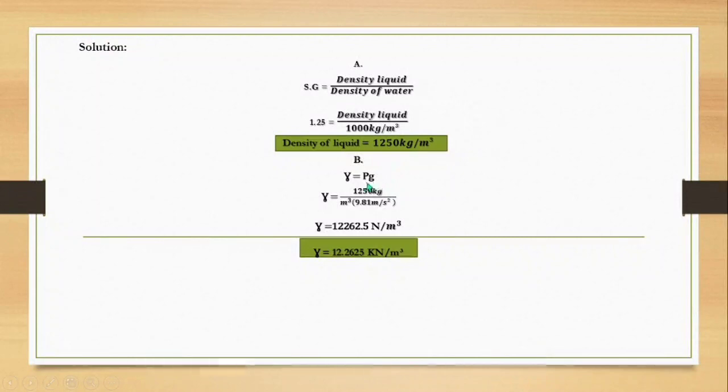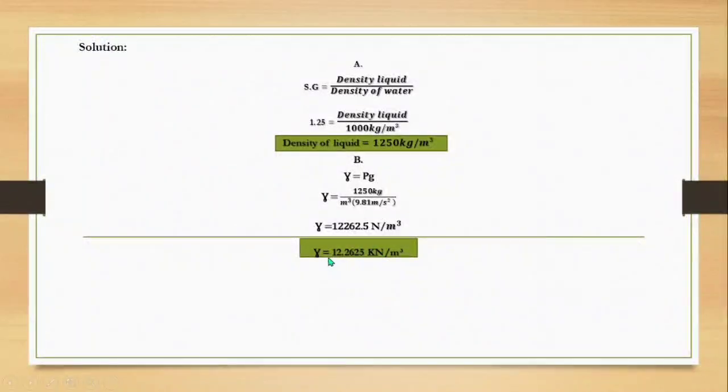Specific weight equals ρg. Then we substitute the specific weight, using the density of the liquid, 1250 kg/m³, times the constant 9.81 m/s². So we calculate, and what we get is a specific weight of 12,262.5 N/m³. We are asked to express the answer in SI units.